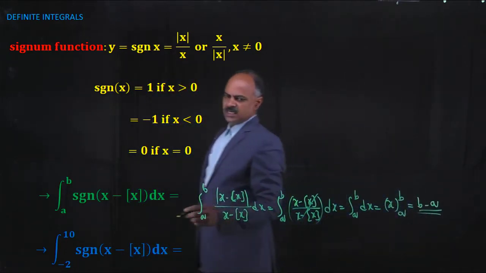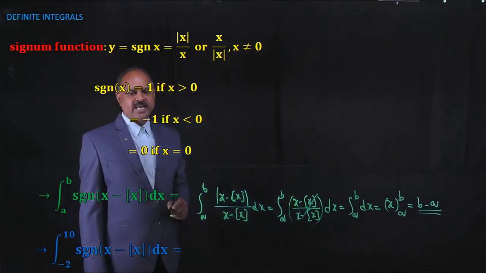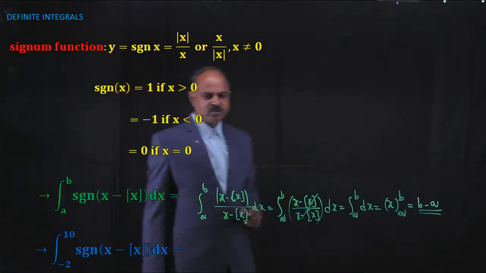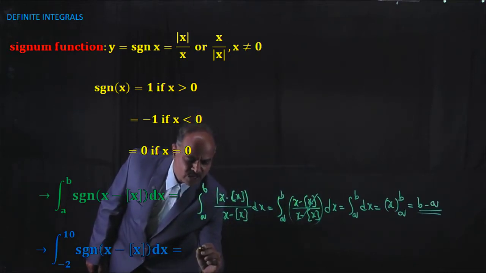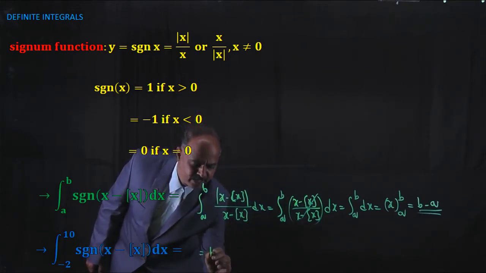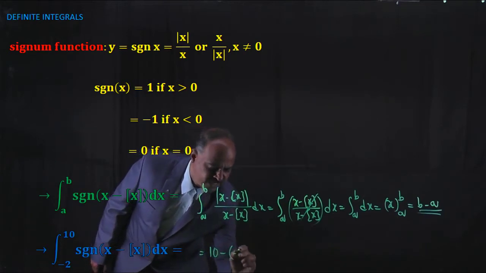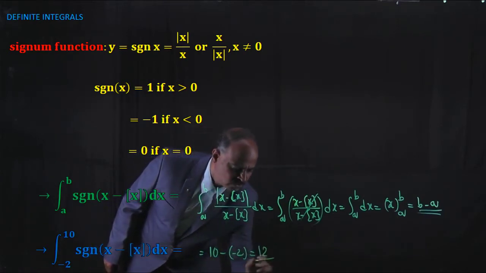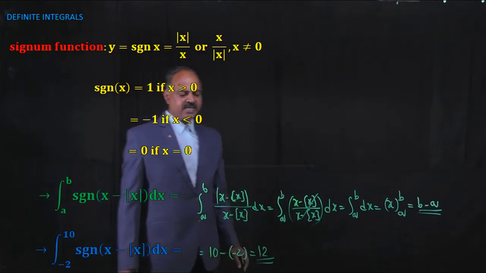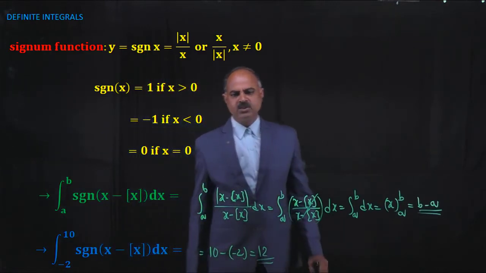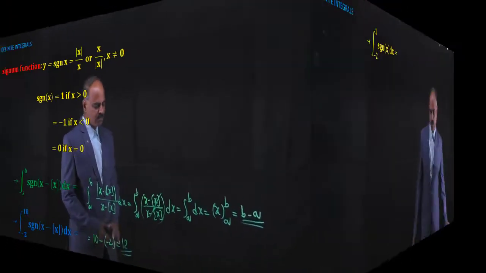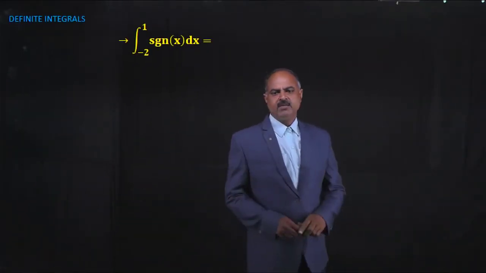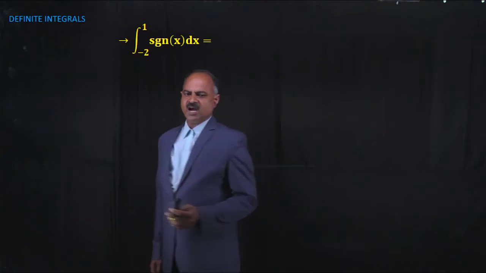Next, integral minus 2 to 10 sgn of (x minus [x]) dx. By the above formula, b minus a, b equal to 10 minus a which is minus 2, that is equal to 12. Therefore integral minus 2 to 10 sgn of (x minus [x]) equal to 12. Next, integral minus 2 to 1 sgn of x dx.